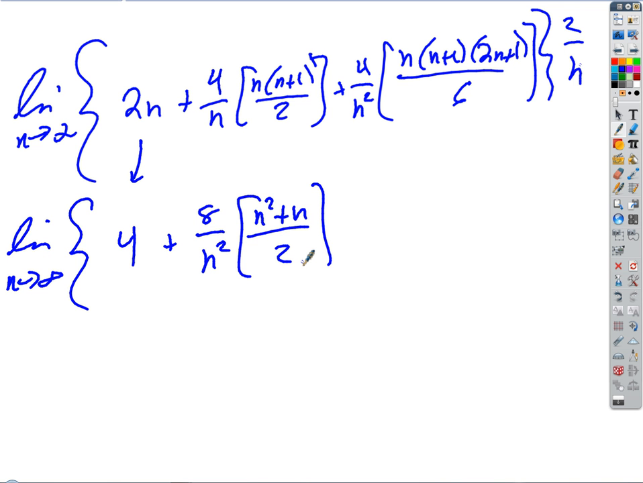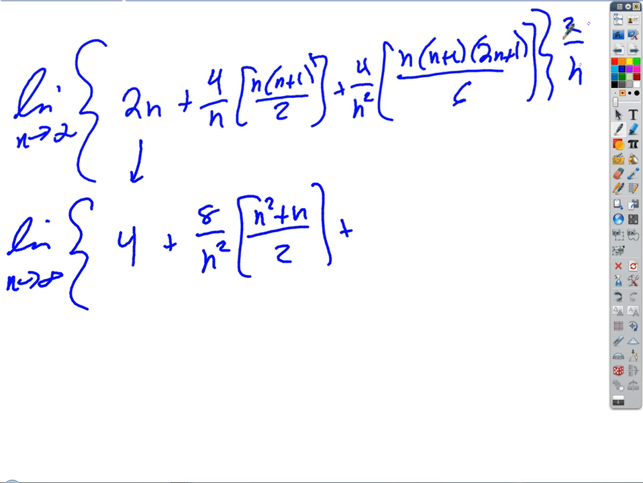Does that make sense? I'm distributing the 2 all the way through, and then I'm just expanding out the top. See what we've done? Okay, yeah, we're gonna do something with that. We're gonna factor an n squared out the top.